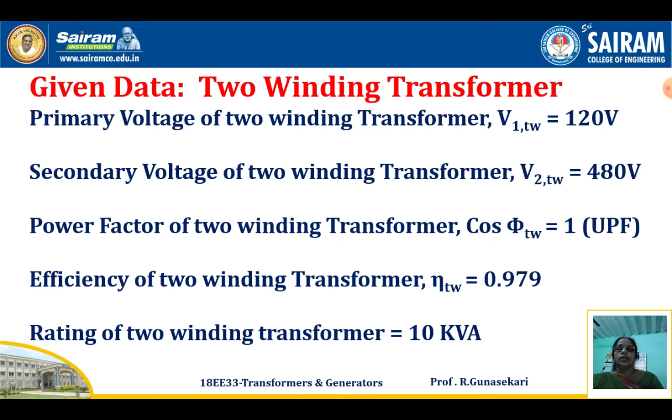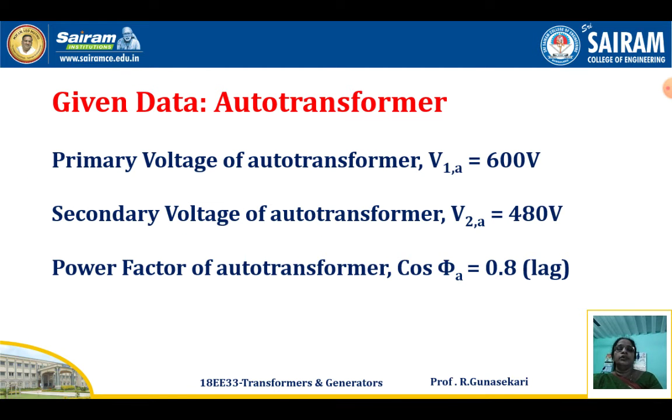The secondary voltage of the two winding transformer, V2 TW, where TW represents two winding transformer, is equal to 480 volt. The power factor of the two winding transformer is cos phi equal to 1, because it is unity power factor. The efficiency of the two winding transformer at unity power factor at full load is 0.979, which is given in the problem. Then the kVA rating of the two winding transformer is 10 kVA. This is the given data for the two winding transformer.